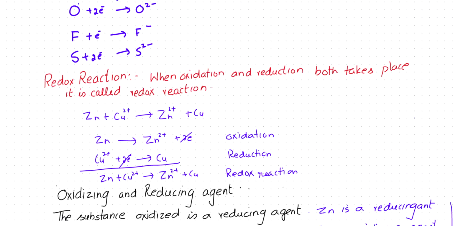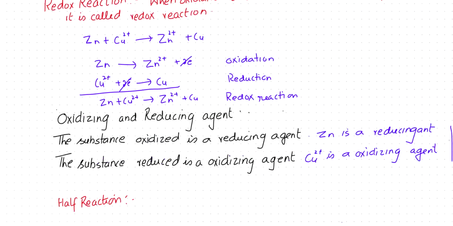Oxidizing and reducing agent. The substance oxidized is a reducing agent. Like here, zinc is oxidized, so zinc is a reducing agent. And the substance reduced is an oxidizing agent. So copper is reduced here, so copper is an oxidizing agent. So the substance oxidized is a reducing agent, and the substance reduced is an oxidizing agent.